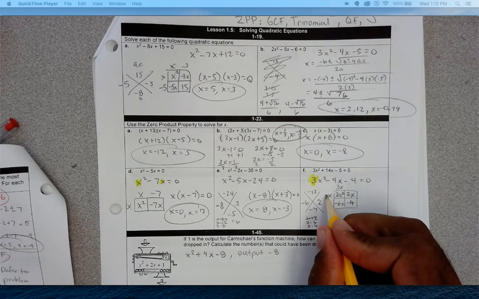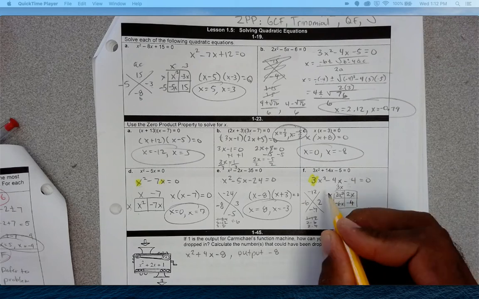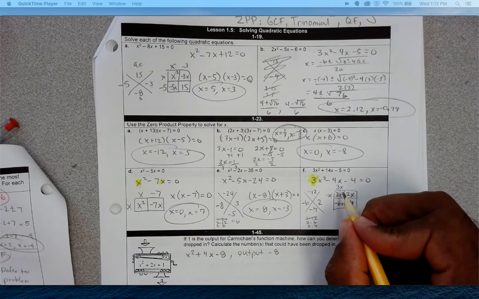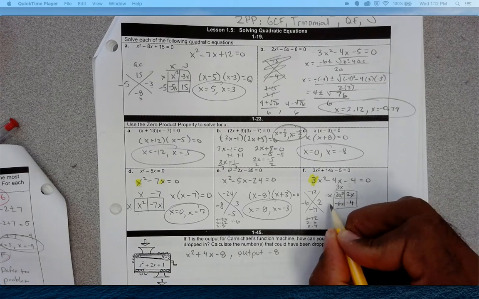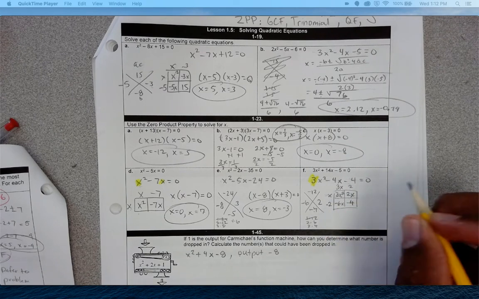And if you put a 3x here and try to multiply a number here, like 3x times what gives you 2, that's not going to work. You'd have to use a fraction. So then you know that the 3 goes up here. That's another way of kind of guessing and checking. So 3x times what gives me negative 6? Well, that's 2, but it's negative, so negative 2. And then x times 2 gives me 2x.